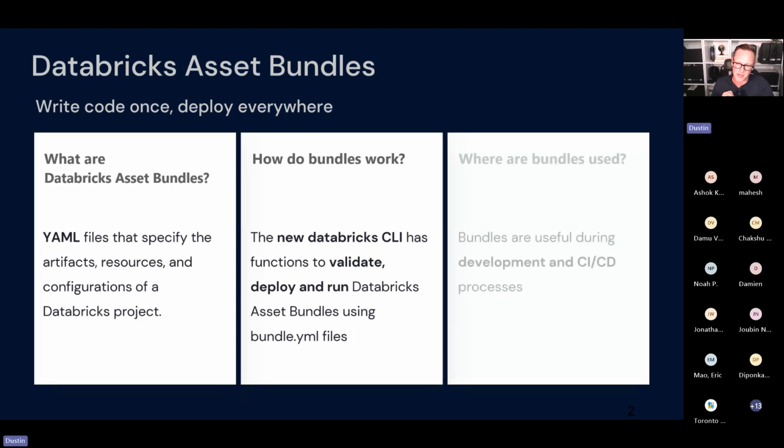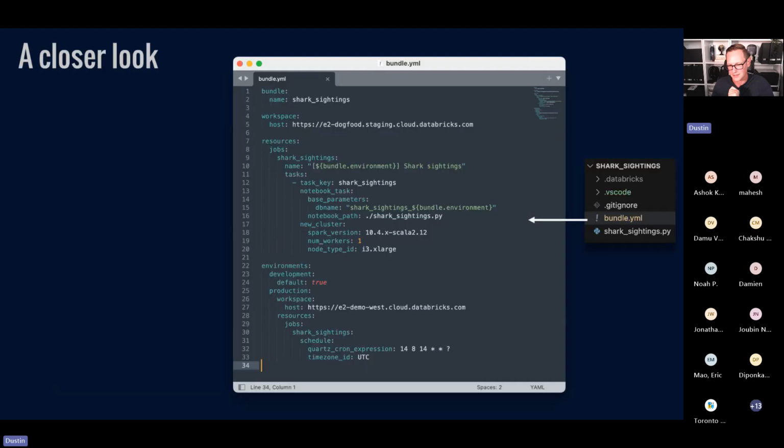And then these bundles are very useful for the CI/CD process. They also can be quite useful during development. And let's probably see that part in action rather than me explain it now. So then, as we look at an example bundle, this bundle is defining really everything for a very small deployment, just a single job, all within a single file, right?